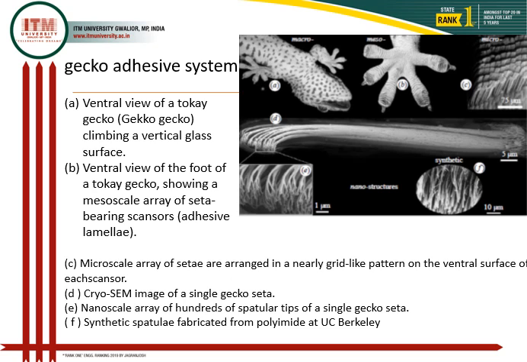Now, if you go inside these subtle structures, they also form some individual keratin fibrils. And then we have shown a nanoscale array of hundreds of spatular tips of a single gecko seta. So first we have setae, then smaller structures continuously observed. And these smaller structures are responsible for good adhesion.